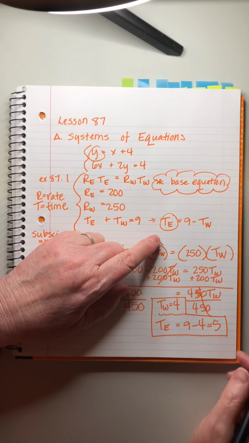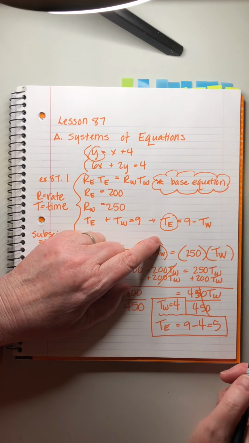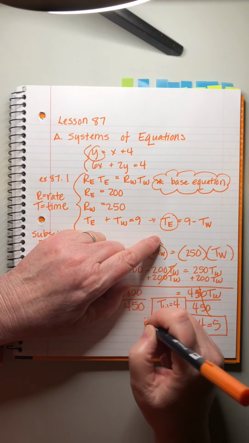Time of Elaine is 5. Time of Wally is 4. Yay, those are the right answers.